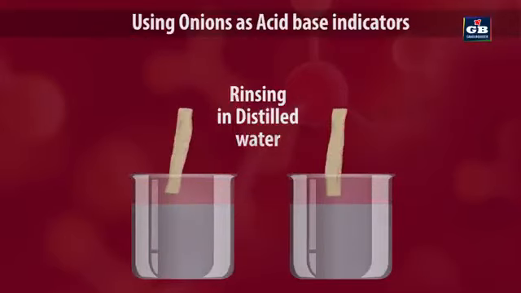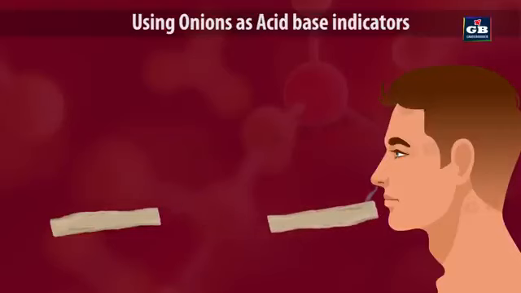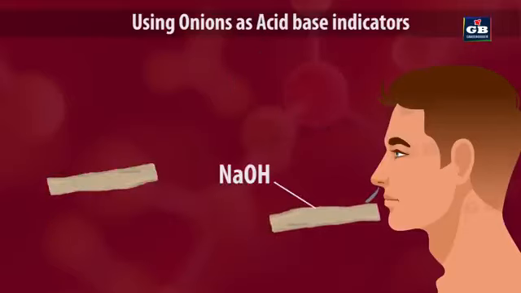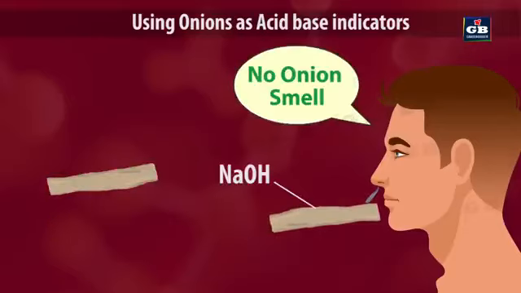If you know why we need to rinse them in distilled water at this step, please write it in the comment section. Now once again, smell the 2 strips. The strip to which HCl is added gives the same onion smell, but the strip to which sodium hydroxide is added does not give any onion smell. It has lost its onion smell.